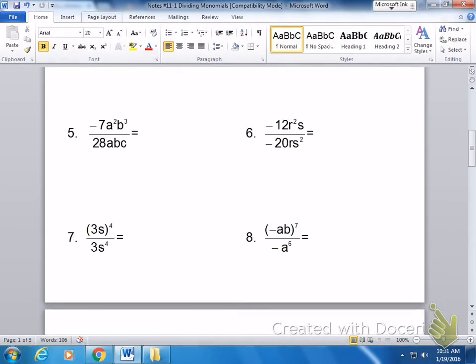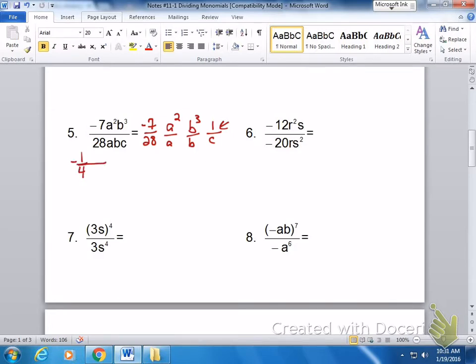Number 5. Again, we want to start with the numbers, but this one has multiple variables too. So I'm going to have negative 7 over 28. I'm going to put a squared over a. I have b cubed over 1b, and I don't have any c's on the top, so it's just 1, and I have c on the bottom. So this one, guys, you're going to have a c in the denominator no matter what. Negative 7 divided by negative 28 gives me negative 1/4. Go ahead and extend that.